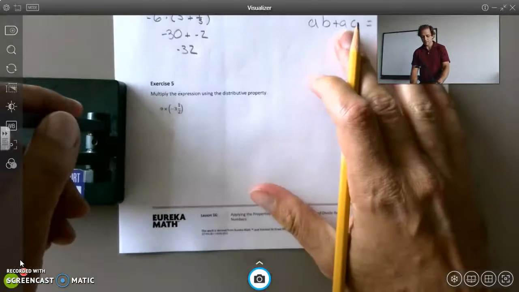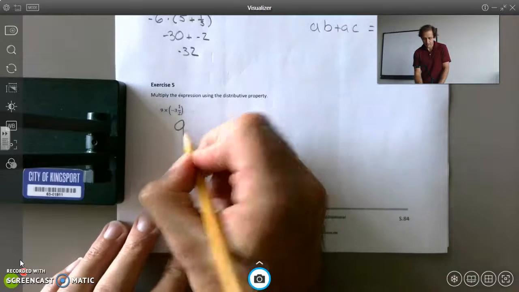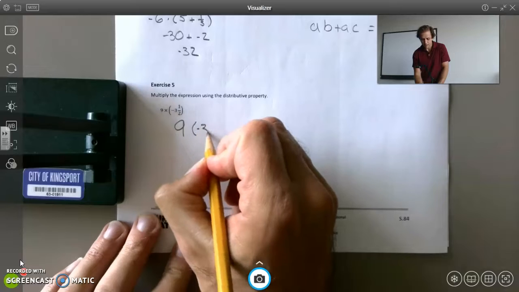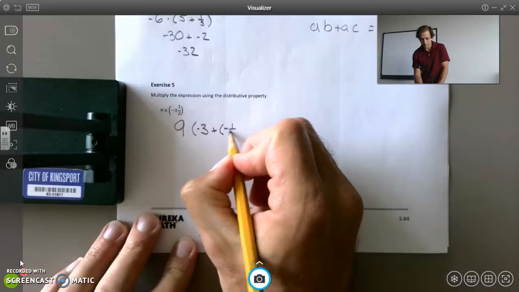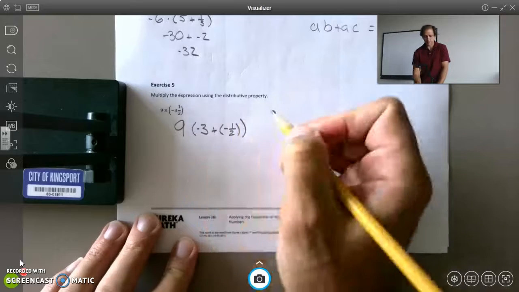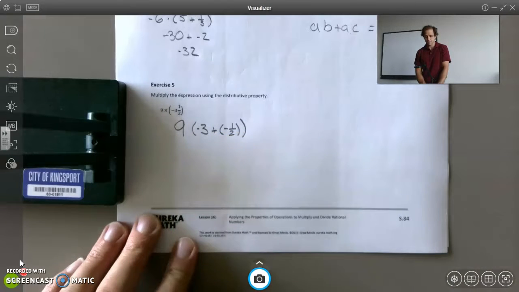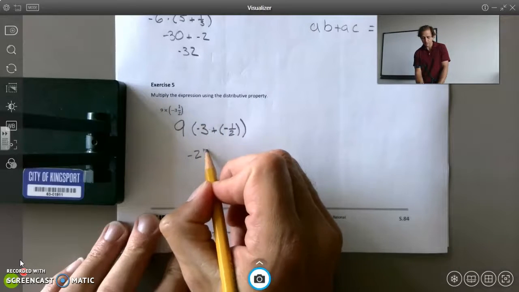Same thing down here. I can do 9 times negative 3/2. So that's negative 3 plus negative 1/2. If I have negative 3/2, the entire quantity is negative. So it would be a negative 3 and a negative 1/2. Okay, 9 times negative 3, negative 27.